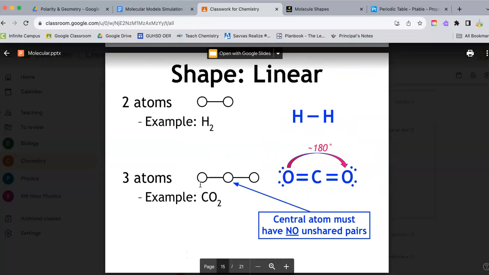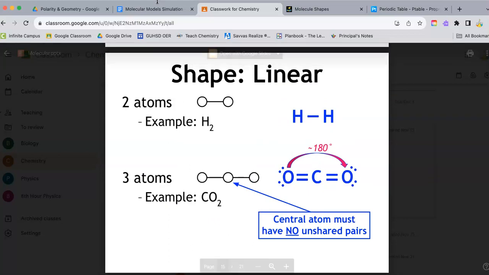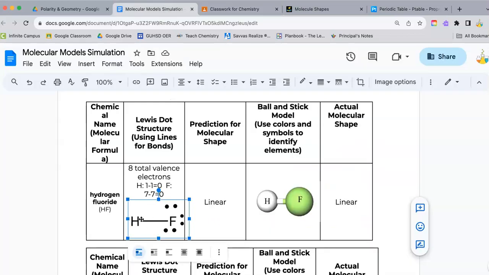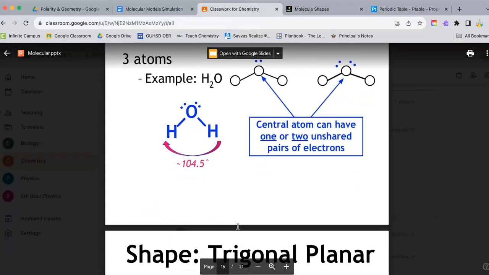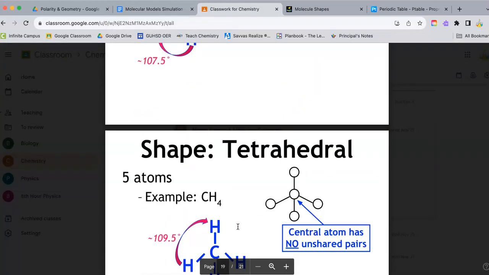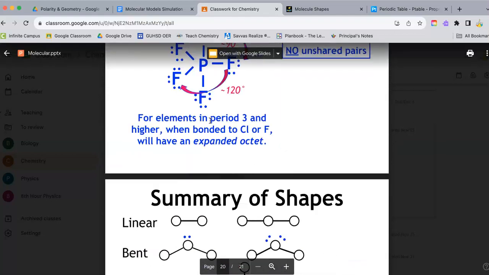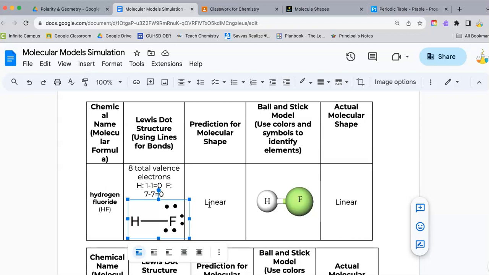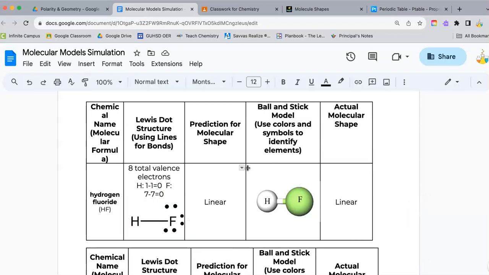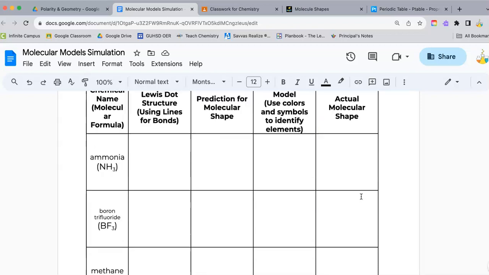I'm going to start going through. How many atoms do I have? I only have 2 atoms in this example. I have a hydrogen and I have a fluorine. Are there any other possibilities for 2 atoms? It looks like not. So, I predict the shape is linear. I would draw the ball and stick model, and then I would confirm the actual shape.